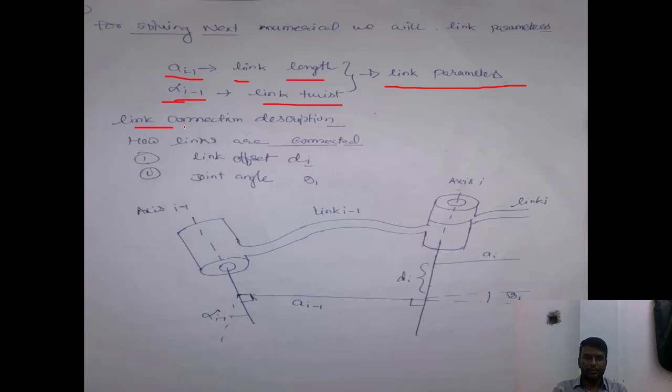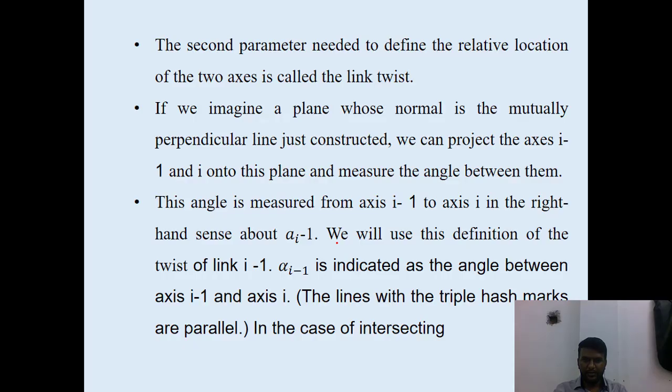And one more thing we need to define the connection between two links is called the link connection description. That is called d i and theta i. One is called link offset and the other one is called joint angle. Let us see the definition of these things.